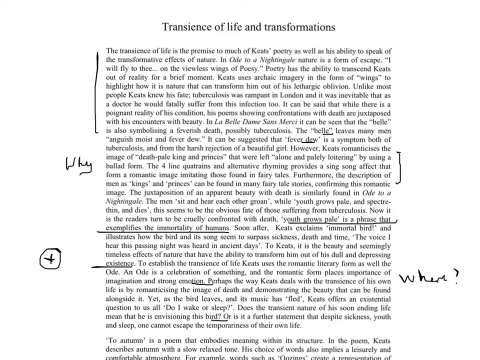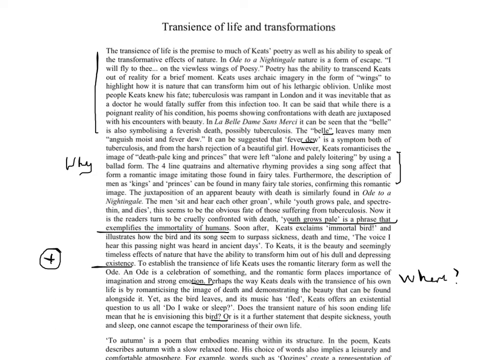Then we jump back to Ode to a Nightingale, which does question the structure of the paragraph a little bit. It might be worth considering one at a time. This is an example here I've underlined of where it's worth rereading your work, because there's a contradiction here. If the reader turns to be cruelly confronted with death, "youth grows pale" is a phrase that exemplifies the immortality of humans. Well, that's kind of not what he's saying there. He's saying that youth does grow pale, we grow old, and we die. That exemplifies the mortality of humans. So do try and read your writing closely, because you pick up these kind of little mistakes all the time.